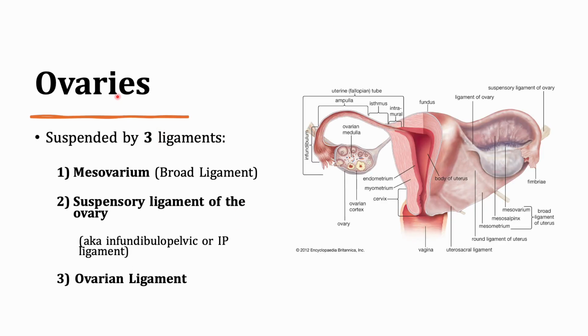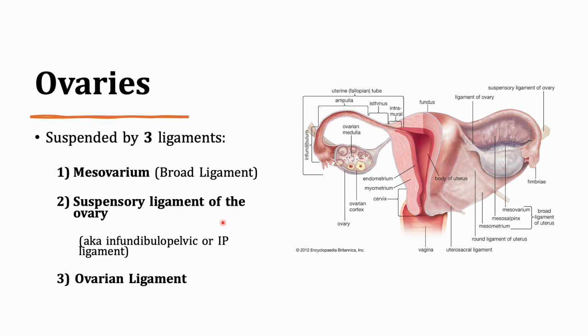The ovaries are suspended by 3 ligaments. I won't go into great detail yet, I just want to give an overview. I'm going to go from the easiest to the most difficult, since this is the first time we're going over this. The ovaries are suspended by the ovarian ligament, or the ligament of the ovary. Here's the uterus, here's the ovary, and this ligament of the ovary connects the two.